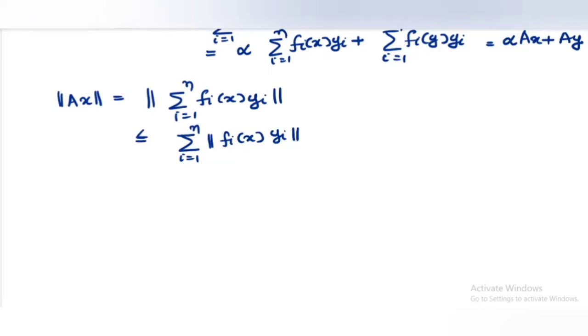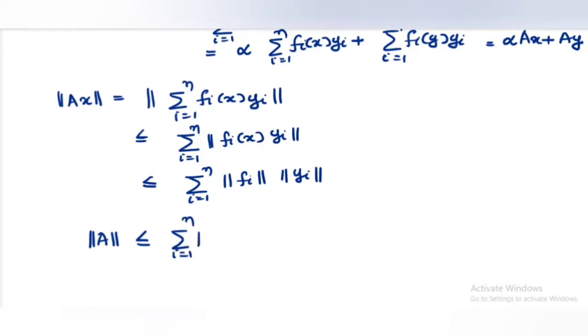Okay, and this is less than or equal to sigma i equal to 1 to n norm of fi into norm of yi. Okay, norm of Ax is less than or equal to this, but what is norm of A? Supremum of norm of Ax such that norm of x is 1. Therefore, clearly each term is less than or equal to this one. This implies the supremum also: norm of A is less than or equal to sigma i equal to 1 to n norm of fi into norm of yi.